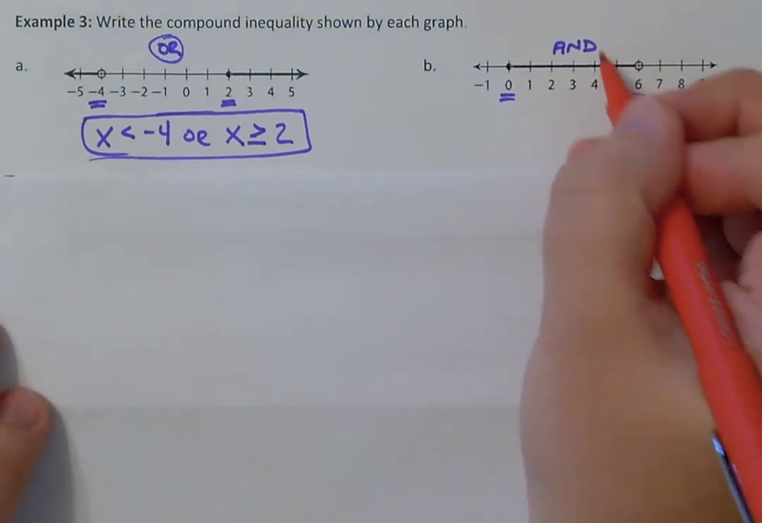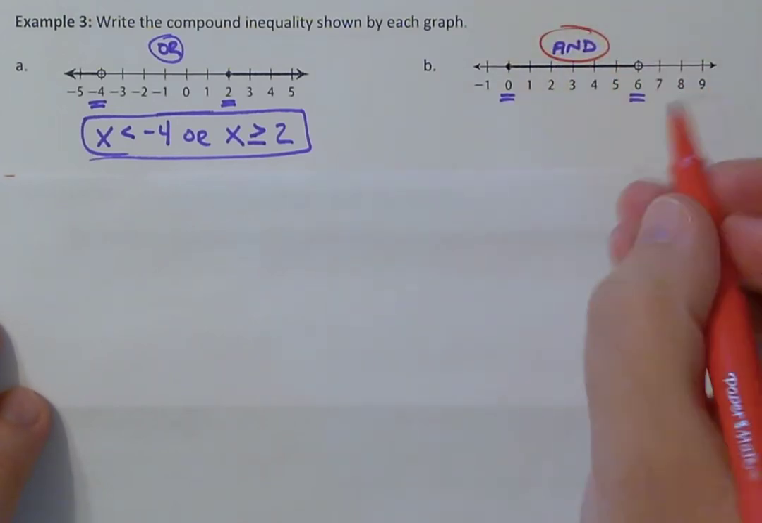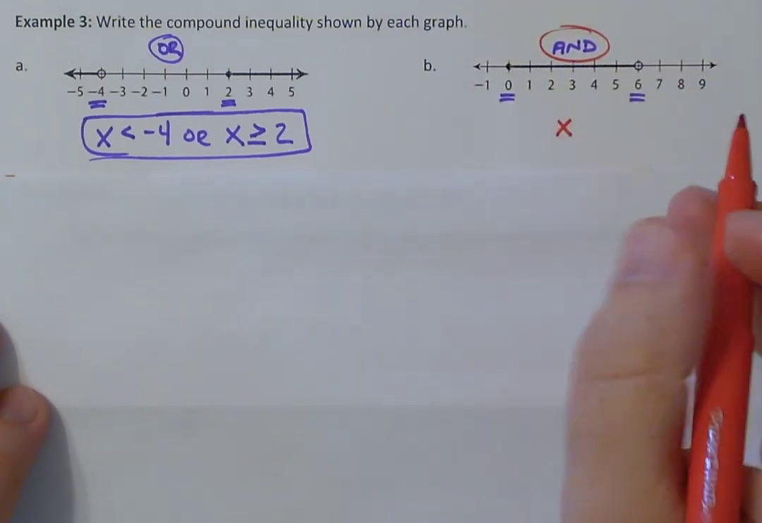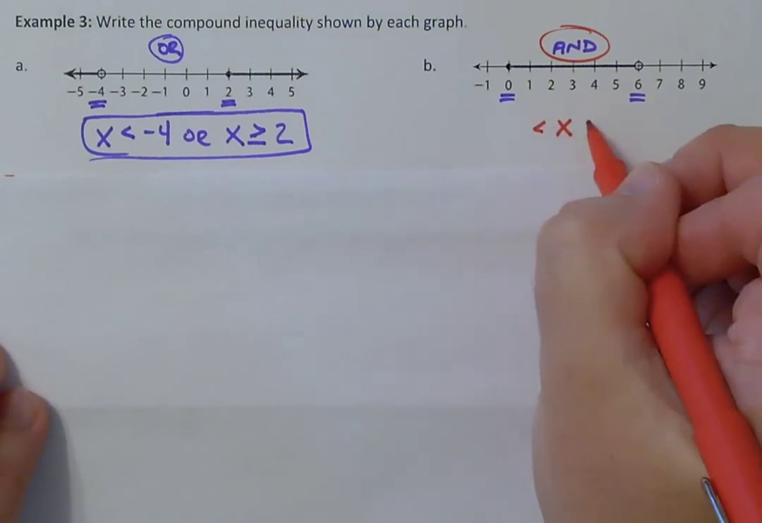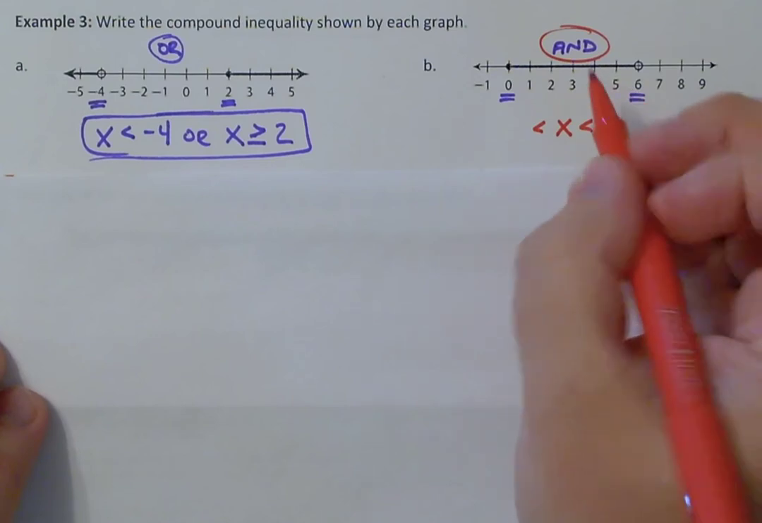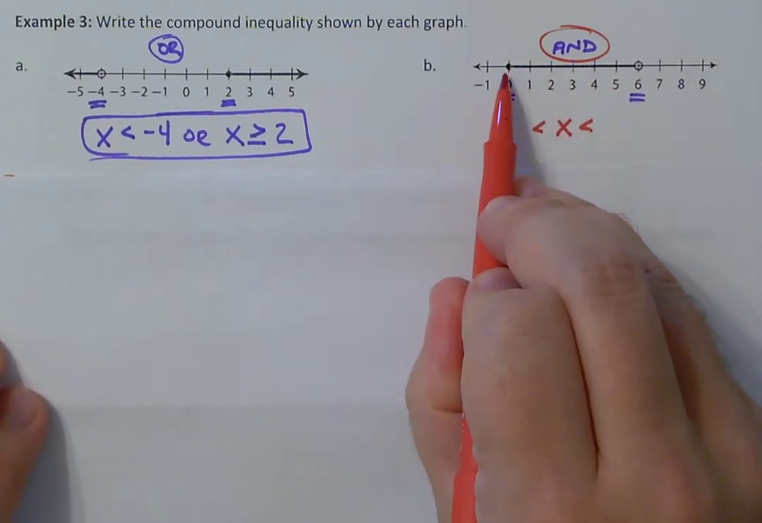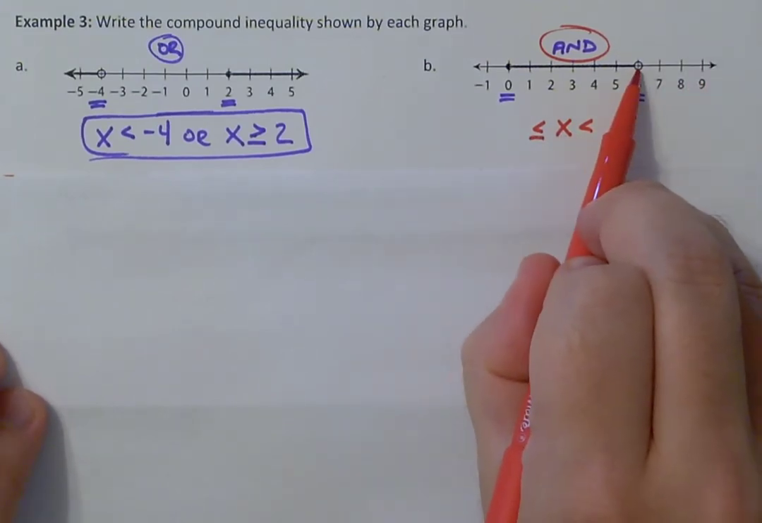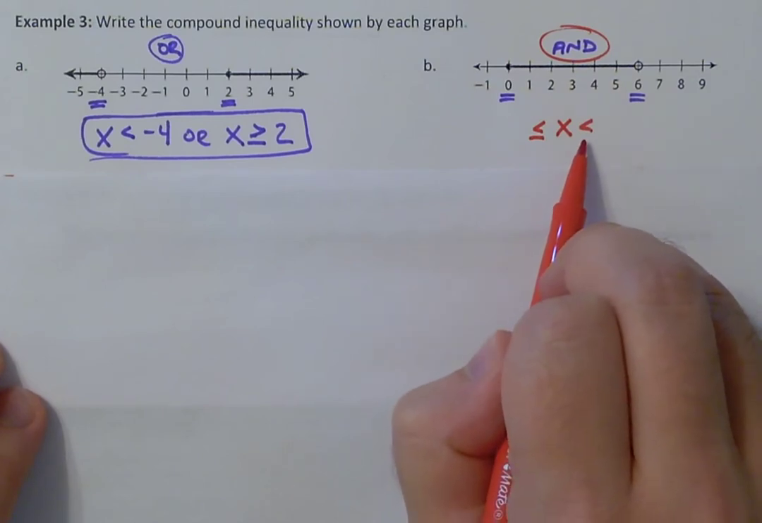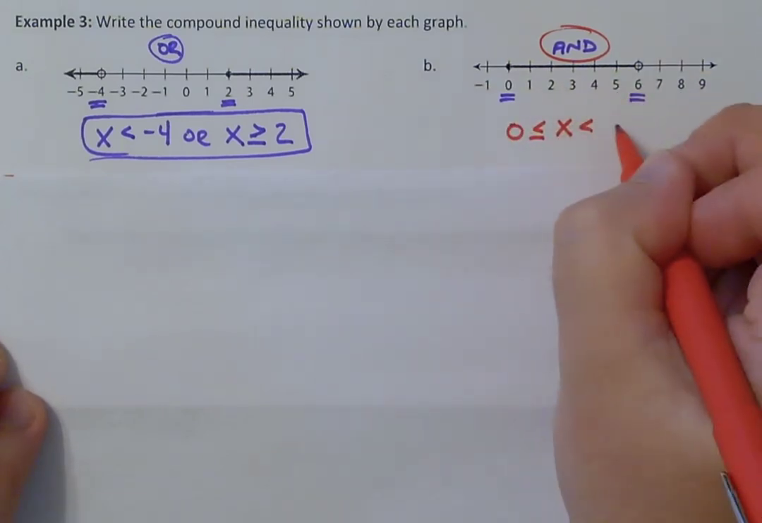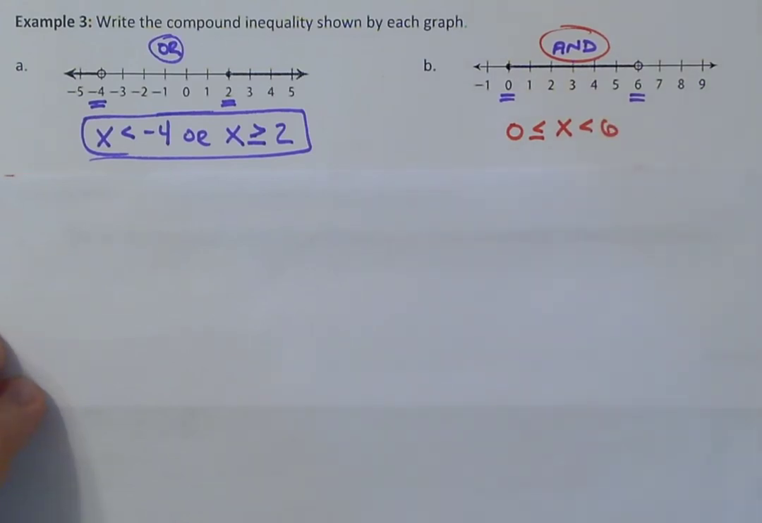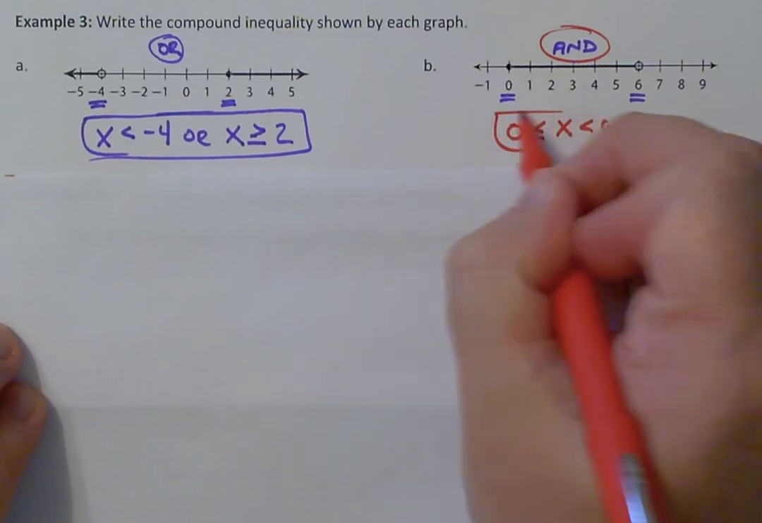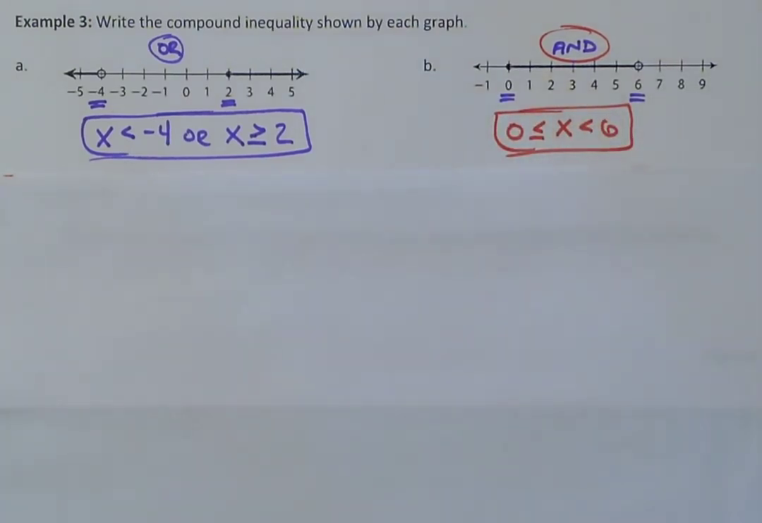All right, if we take a look at B, this is an AND statement. So x is going to be in the middle. So we're going to have our less than signs for both parts. At 0, this needs to be a closed dot. So that means this needs to involve an equal to. At 6, it needs to be an open dot. So that means it just needs to be a less than sign. So then we're going to get 0 is less than or equal to x and less than 6. And then that is your answer for that problem.